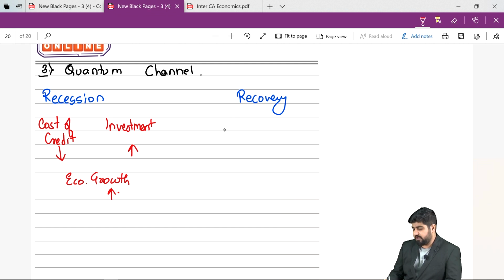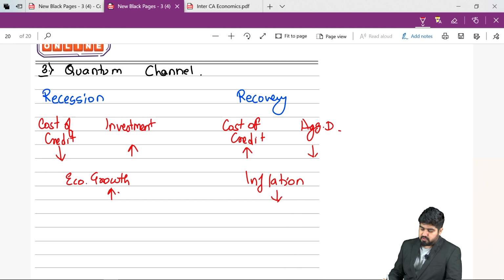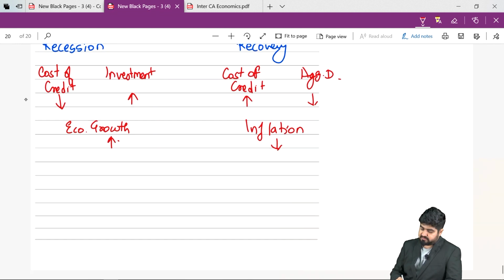Similarly, at the time of recovery, students, cost of credit will increase. That means it will become more expensive. More expensive means investment will be less, and so will aggregate demand be. And aggregate demand falls, of course, inflation will be under control. So this is how, students, quantum channel or balance sheet channel operates.